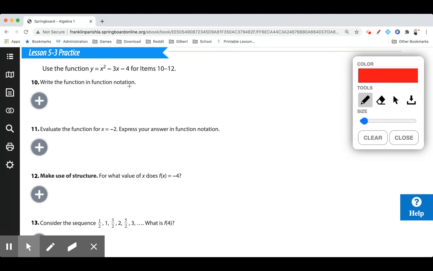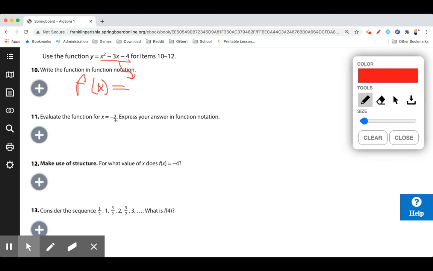Write the function in function notation. That means instead of y, you write f of x. And then it's here. F of x equals this part. Replace y with f of x. That's function notation. That's what we're mainly concerned about today.